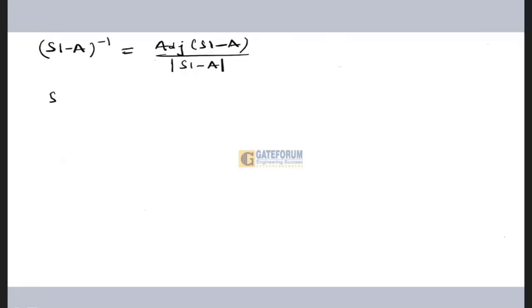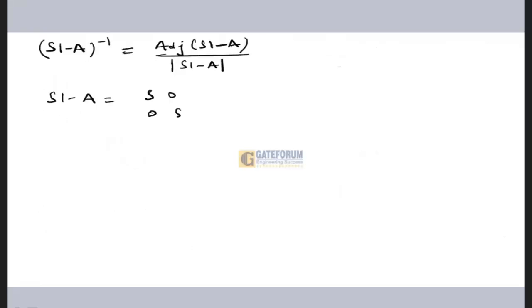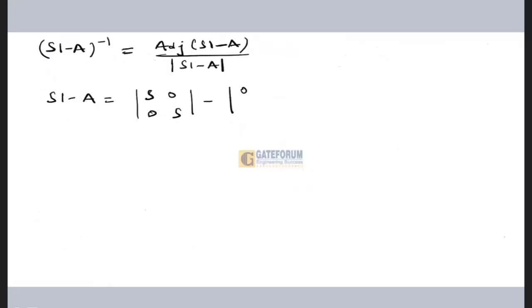First of all, what is sI minus A? This is s 0 0 s minus A. A is 0 minus 2 1 minus 3. So you will get it here as s, this will be 0 minus minus 2 is plus 2, then 0 minus 1 is minus 1, then s plus 3. This is what you are getting.